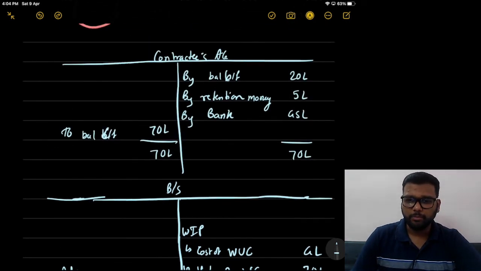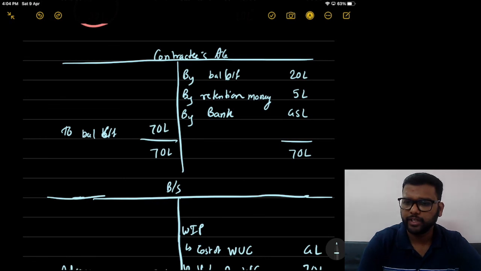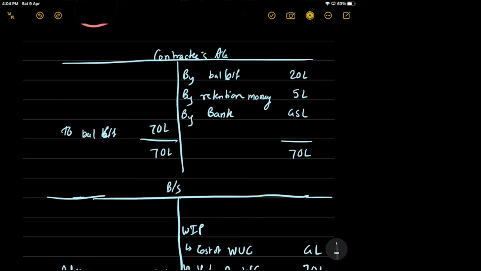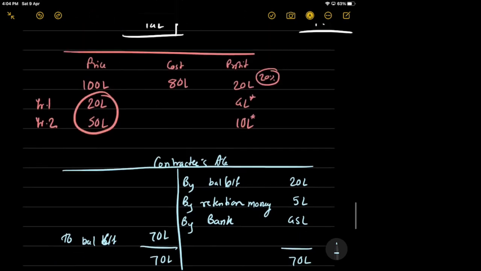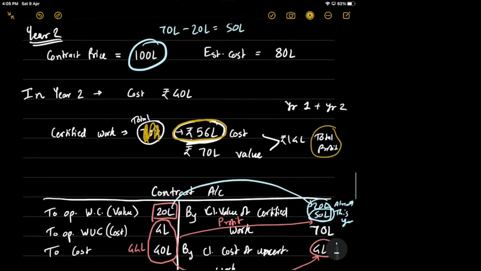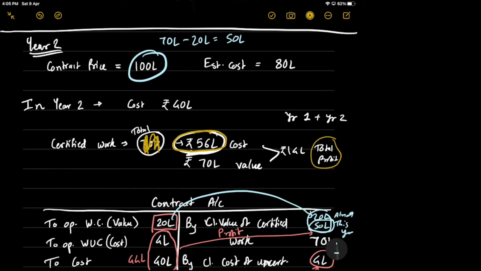Now this was complicated, I agree. Okay, I don't know why video is lagging. I'll turn off my camera for a few minutes. Okay, now I agree that this was a bit complicated. But as homework, can you go through this and try to prepare contract account for year 3 by yourself?